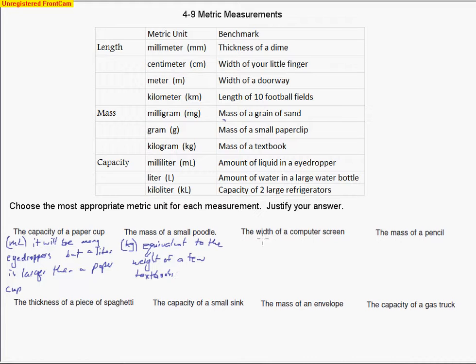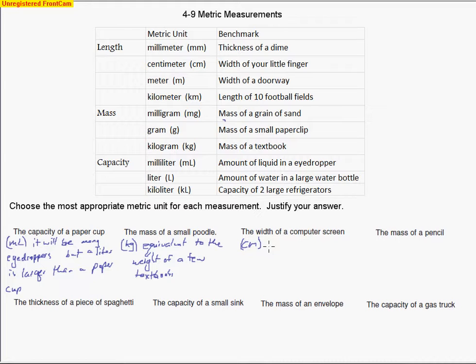But I would end up using centimeters rather than meters. And here's why. If we look at those lengths, a meter is the width of a doorway. Well, my computer screen fits through a doorway, so I wouldn't want to use meters. But even though it's going to take lots of little fingers to make that width from one end to the other end, I would still go with centimeters.